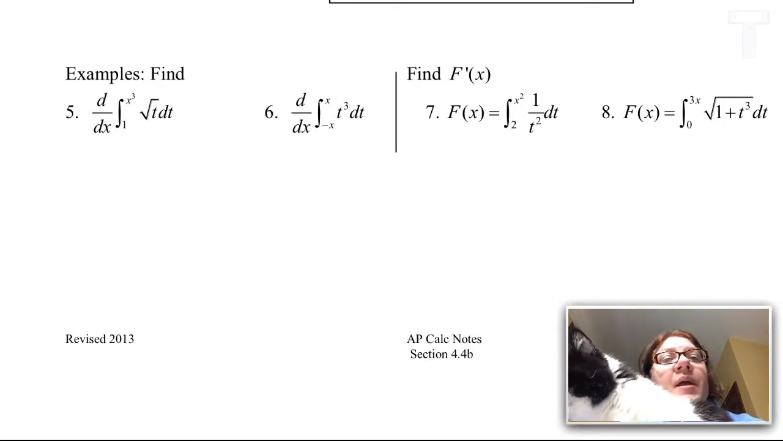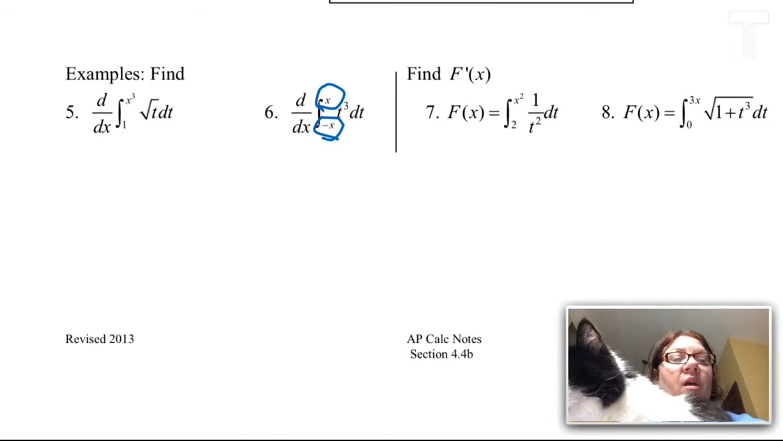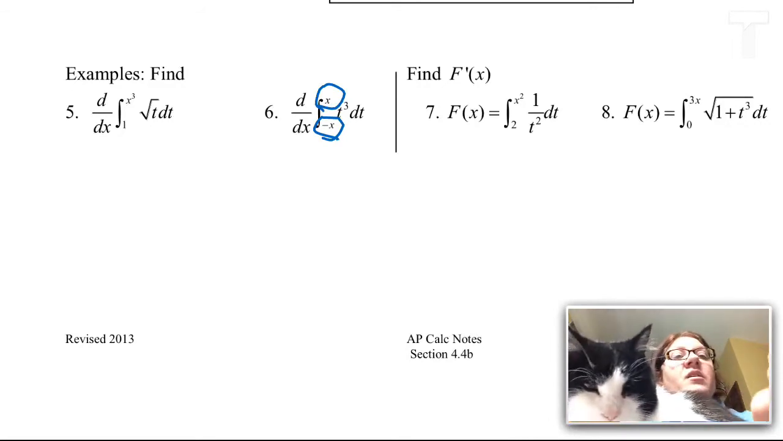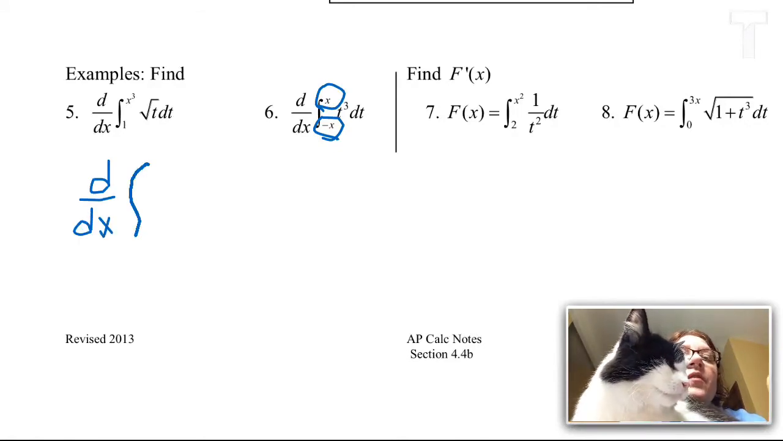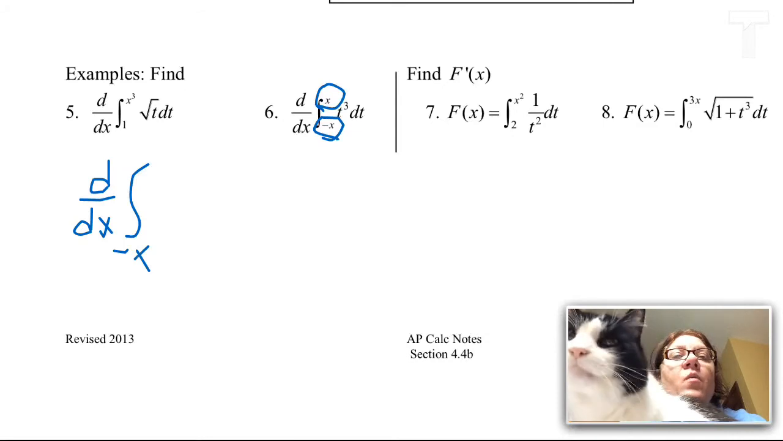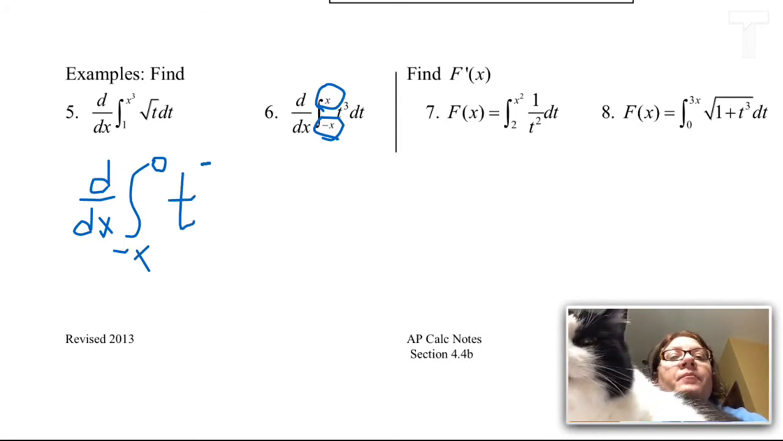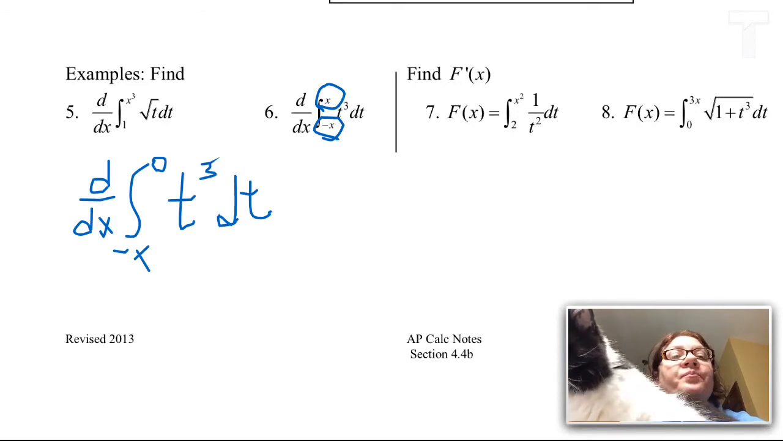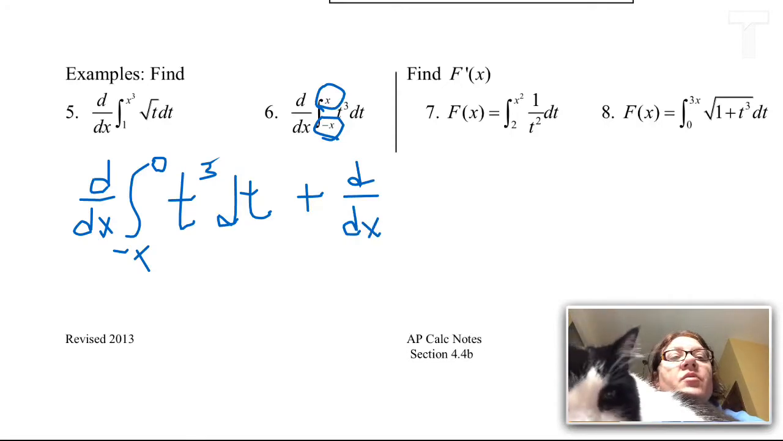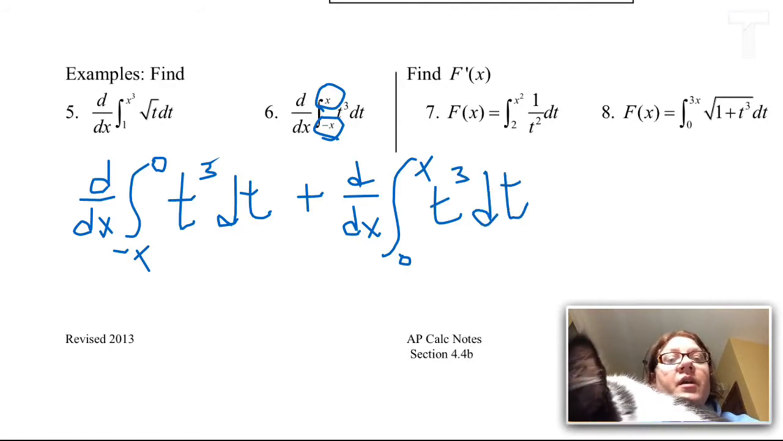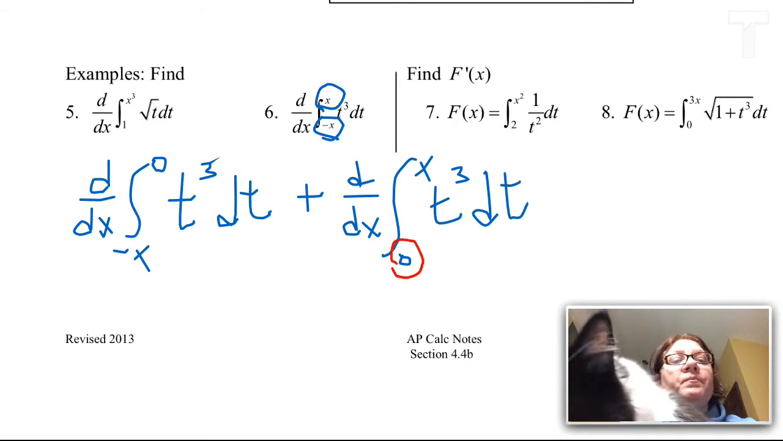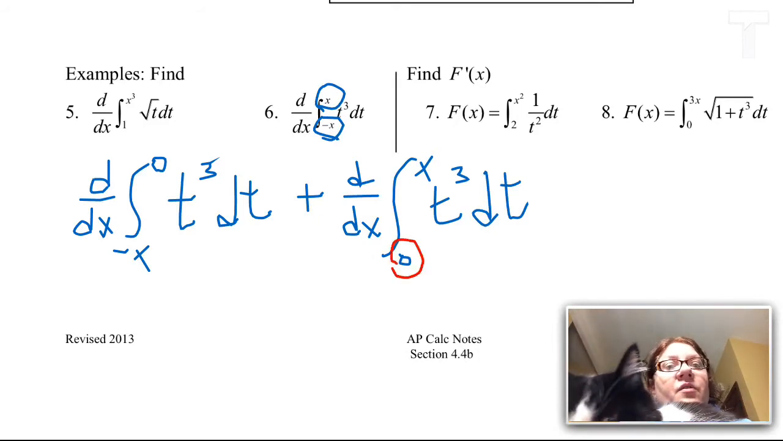So on the next one, I go, yikes! I have a variable on the bottom and on top. So I can very cleverly fix this one by splitting it. So I'm going to split, and for the first one, I'm going to go from negative x to 0, because that'll give me a constant. And the second one, I'm going to go from 0 to x. And then I'll notice, hey, look, over here I put a constant on the bottom. So I'll be able to just plug this one in.